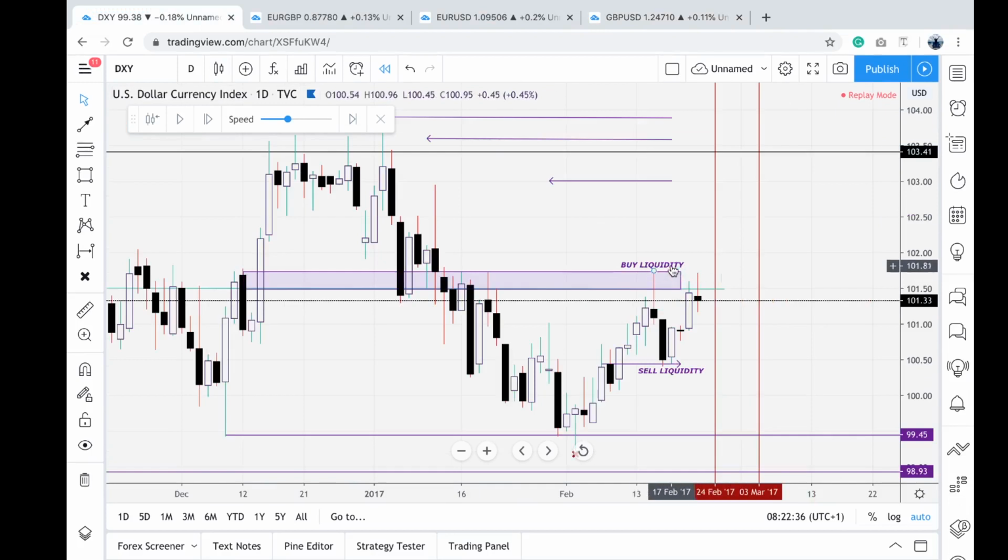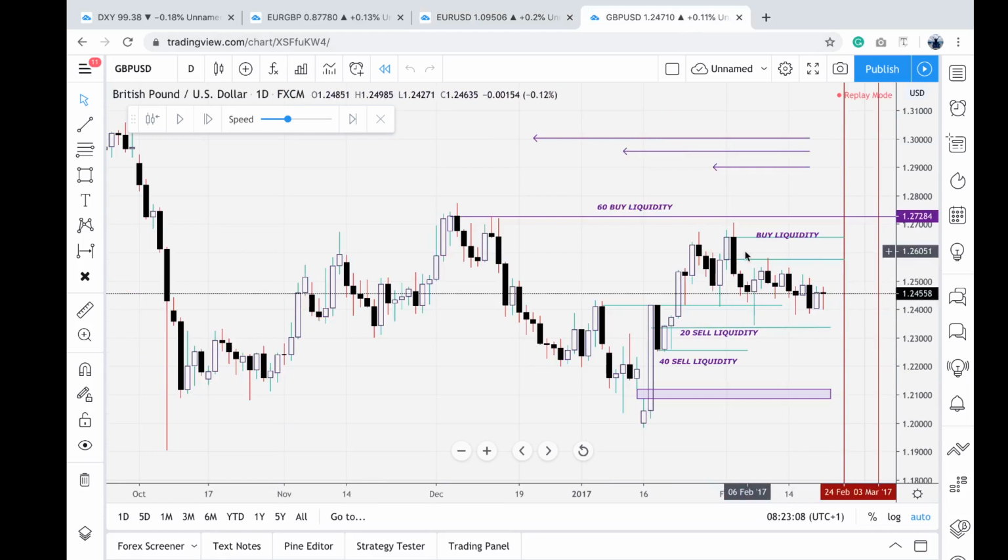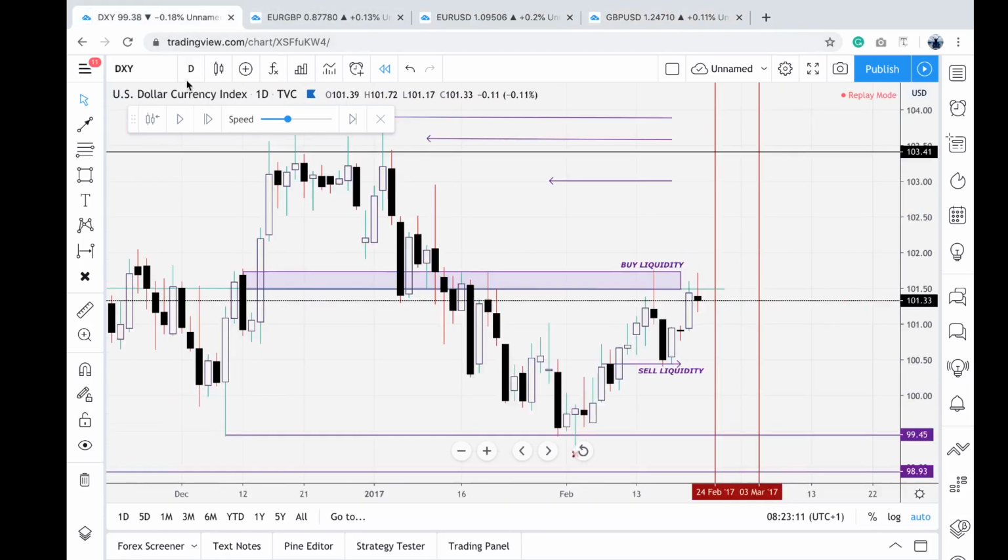Let's see what the DXY actually does. I want to see price take out the candlesticks of this week before I look for any bearishness. Once price is able to effectively take out the buy liquidity resting at that week's candlesticks, then we could see sales come into the marketplace. And if sales come into the marketplace, then we want to see euro dollar take out this last week before we look for buys. British pound dollar remains stuck in a range. Let's see what the market actually does.